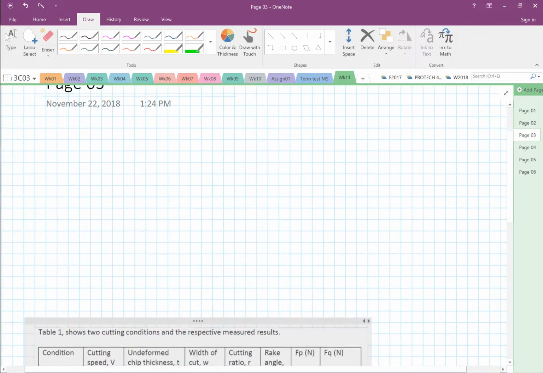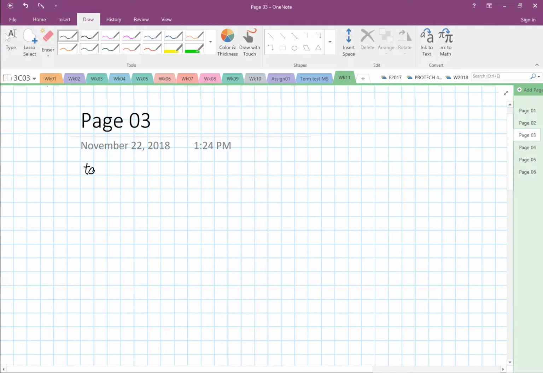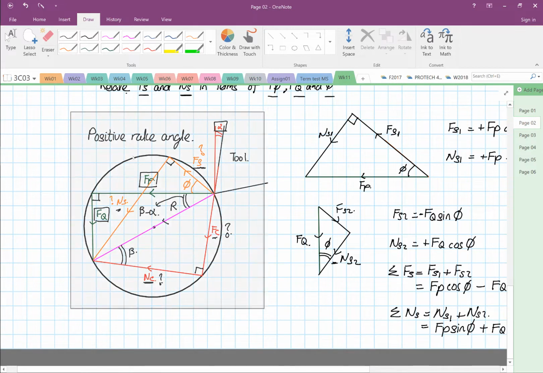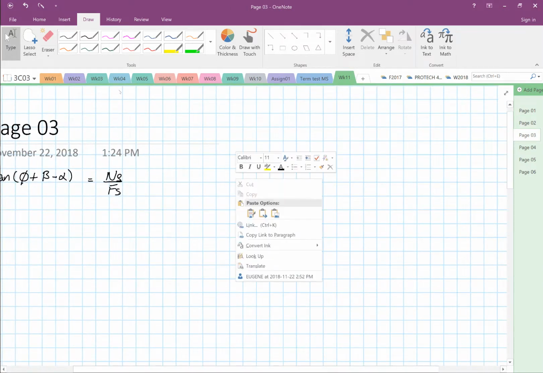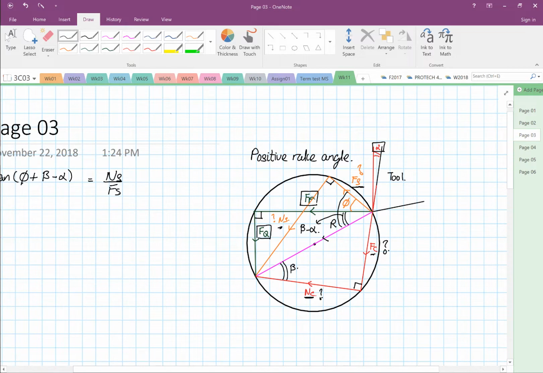Okay, so we came up with this relationship, and then I would like to come up with a form where we can have tangent of phi plus beta minus alpha, and this whole thing will be equal to Ns over Fs. And then you ask me what angle we are taking on. Oops, sorry. So the angle that we are taking on is this angle. I'll copy the whole thing again. So the angle that we're looking at here is this entire angle over here, which we call phi plus beta minus alpha.